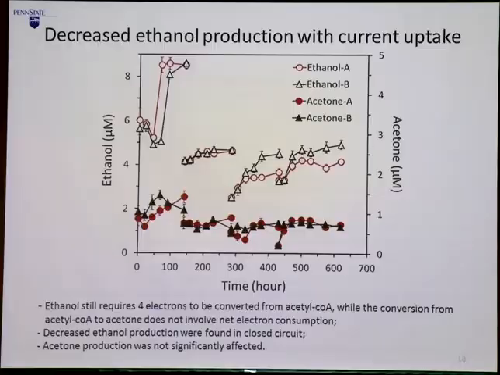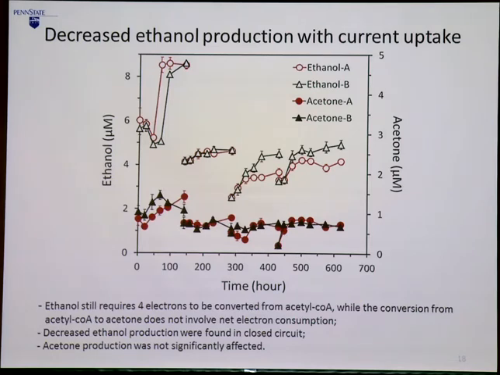The ethanol production from acetyl-CoA also requires electrons, but the conversion of acetyl-CoA to acetone does not involve electron consumption. Here we didn't see much difference in acetone production between the closed and open circuit, but we do find a decrease of ethanol production in the closed circuit.